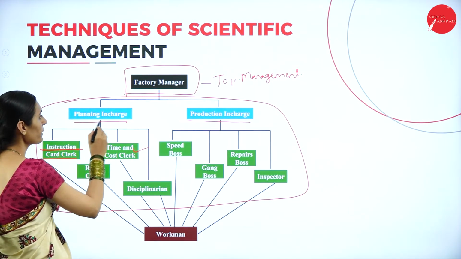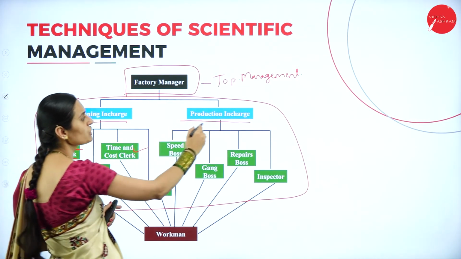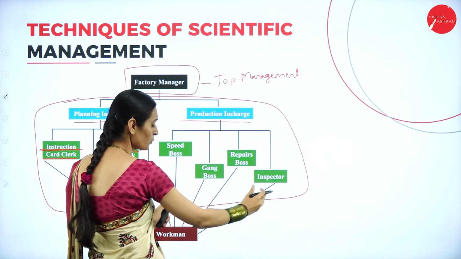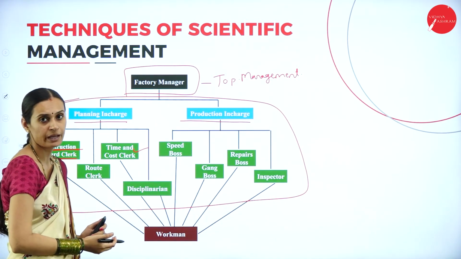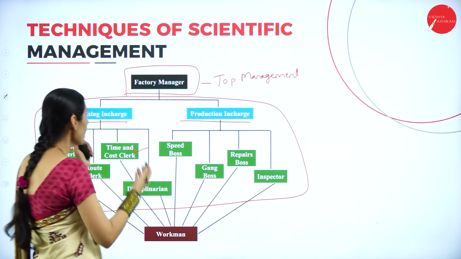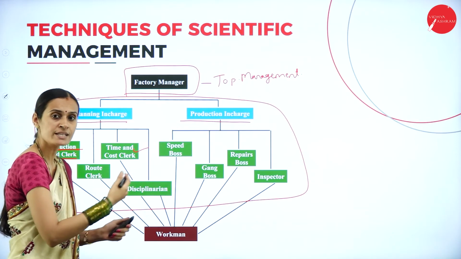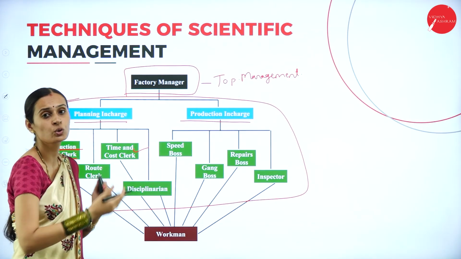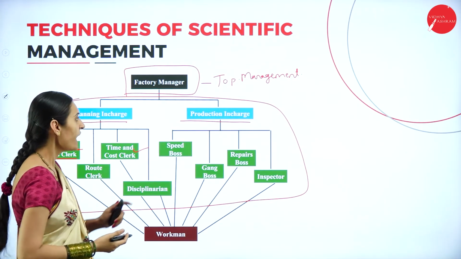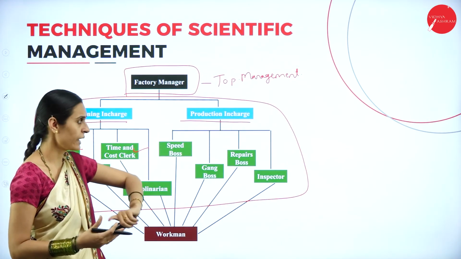So how did he allocate work, and by different persons? The planning in charges decide how they will allocate the work, and the production in charges decide how they will allocate the works towards workmen. Planning in charge concentrates more on how to plan, how to utilize resources and how to reach the goal with efficiency. Production in charge is only for producing the goods and services that they have planned.